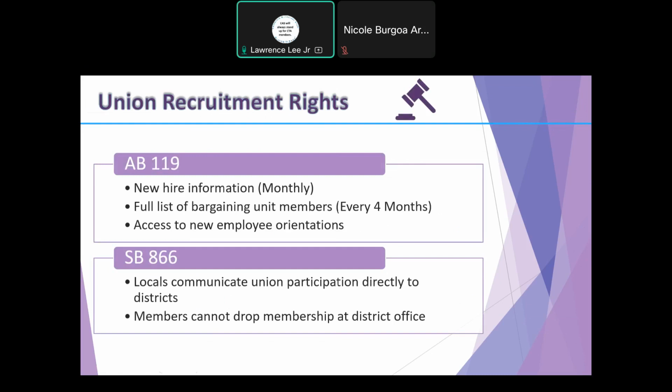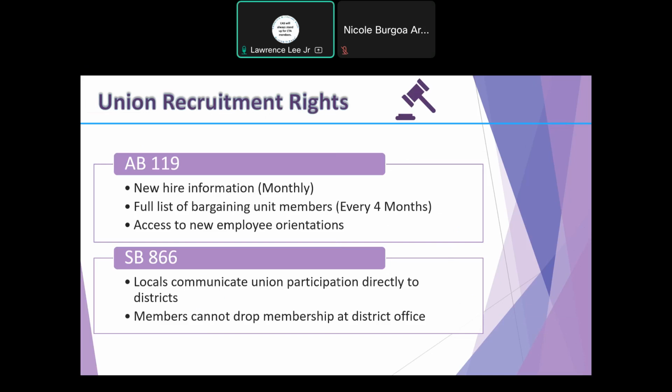After the Supreme Court's Janus ruling in 2018, we really had to reshape how we think of membership. So CTA helped advocate for Assembly Bill 119, which allowed local chapters to gain information about the individuals within their bargaining unit.